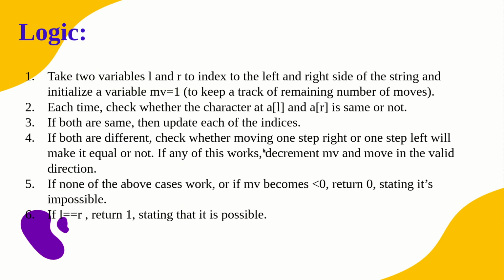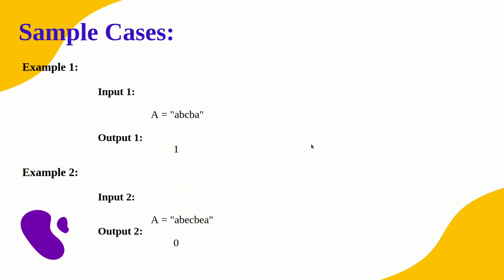If both are different, check whether moving one step right or one step left will make it equal or not. So let's understand it once again. You are allowed to remove exactly one character. Whenever a character doesn't match, like in this case B doesn't match with E, you have one option to remove exactly one character. So suppose you remove E, or suppose you remove B. So how to understand this? One way is to check the next character from both the directions. Let me help you understand this.